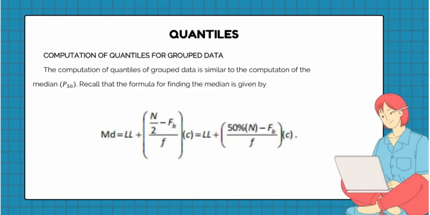So the computation of quantiles of grouped data is similar to the computation of the median, which is P sub 50. Recall that the formula for finding the median is given by this one, right? This is the formula that I introduced to you, wherein the median is equal to the LL, or the lower limit, plus n divided by 2 minus f sub b divided by f times c. So we are just going to formulate an equation in terms of the median.